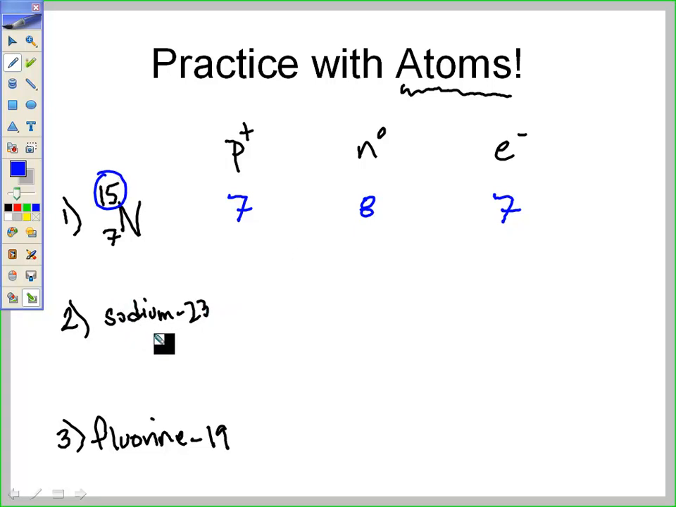Sodium-23. Now for this one, I would need to look at my periodic table and see that sodium has an atomic number of 11. So that gets my protons and electrons. Now my protons and neutrons have to add up to 23. So 11 plus 12 is going to give me that 23. That's my mass number. And then finally, fluorine 19, similar situation. I'm going to have to look on my periodic table for my atomic number, which is 9. So I have 9 protons, 9 electrons, and then I need 9 plus 10 to make my mass number 19. So those were all atoms.